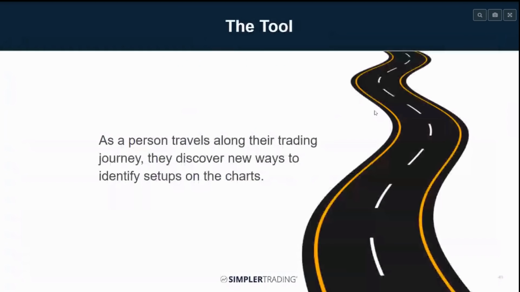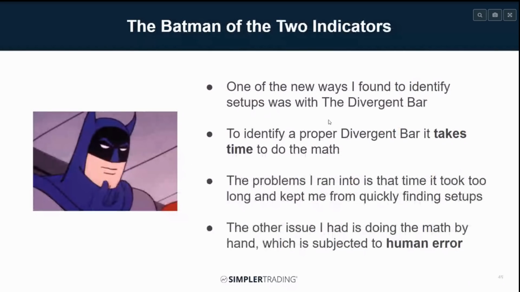So as a person travels along their trading journey, they discover new ways to identify setups on the charts, right? And the same thing is true for myself. One of the new ways I found to identify the setups is with the divergent bar indicator, as I like to call my Batman of the two indicators.